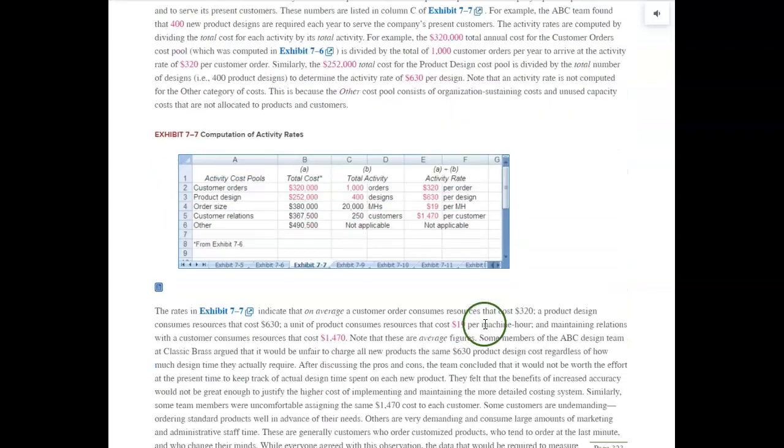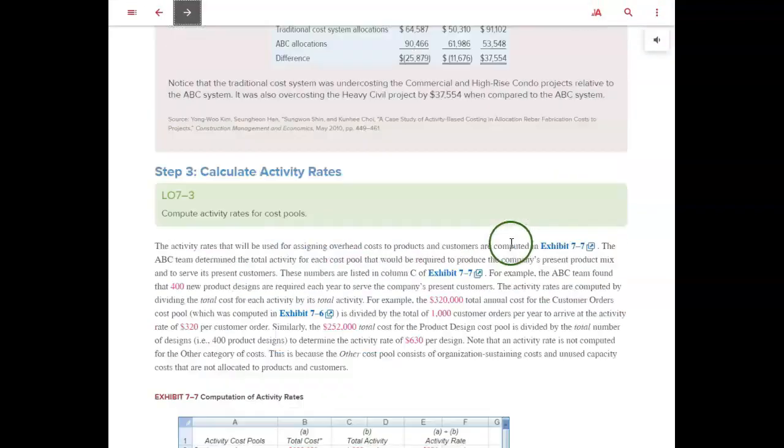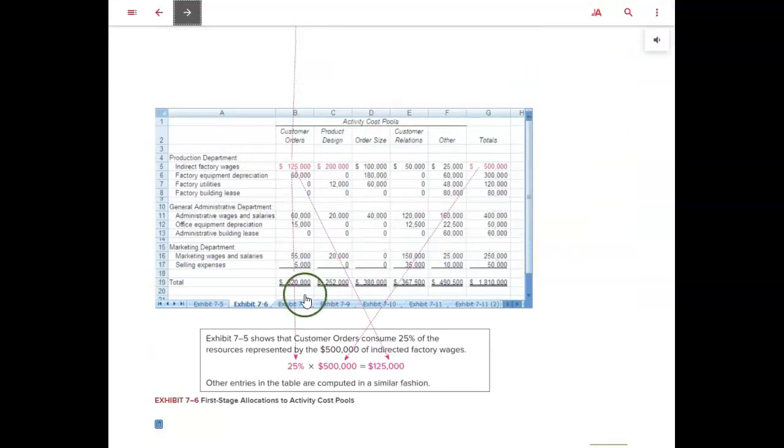And then we do this. This is the next step. Customer orders now. We take the total cost we have in customer orders. Let me scroll up this other page right here. $320,000. That's where that number comes from.